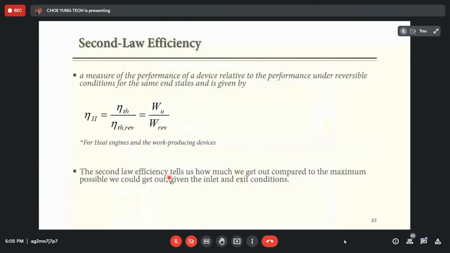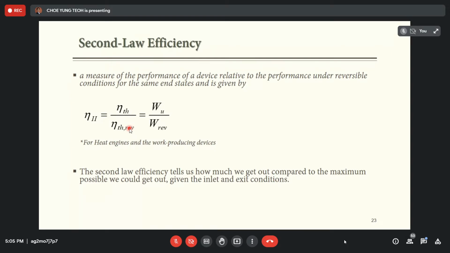Okay, then we also have one more law. We have efficiency for the second law, which measures the performance of the device relative to the performance under reversible conditions for the same end states, as given by this. The subscript two here refers to second law, equal to the thermal efficiency for the first law divided by the thermal efficiency for the first law in the reversible manner.